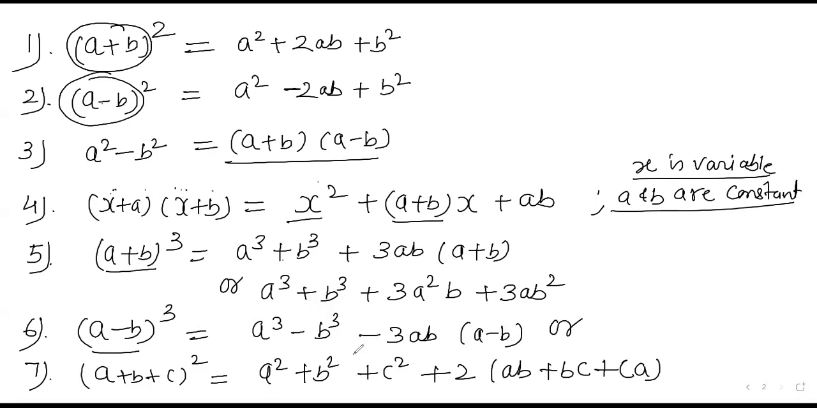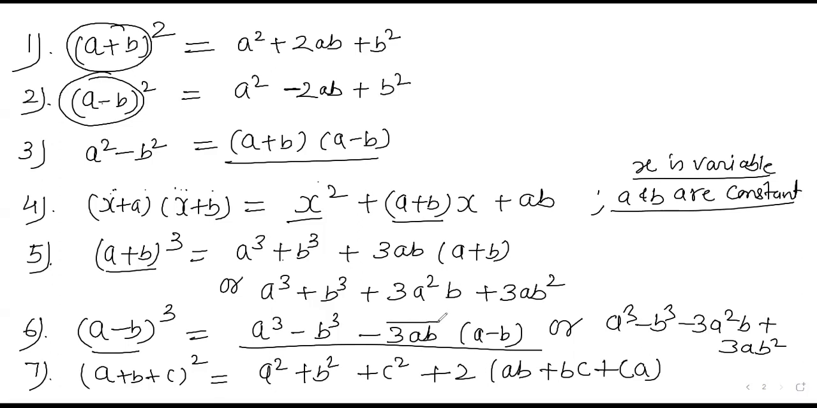Or its second form, if you talk about this second form, that is a cube minus b cube minus 3a square b plus 3ab square. Why does this plus come? When you multiply minus 3ab with b, because of the minus, the plus sign comes, right?